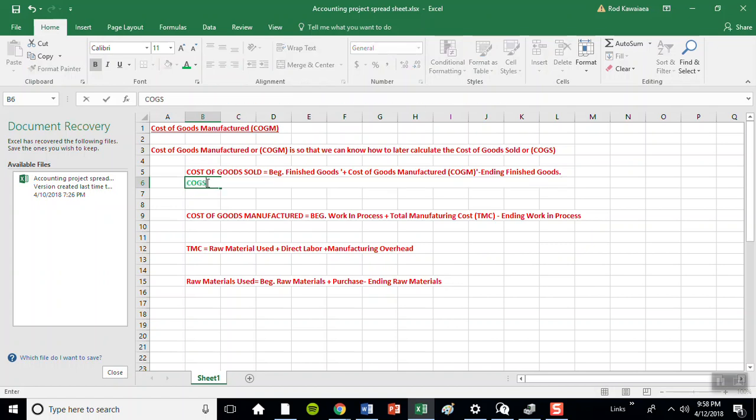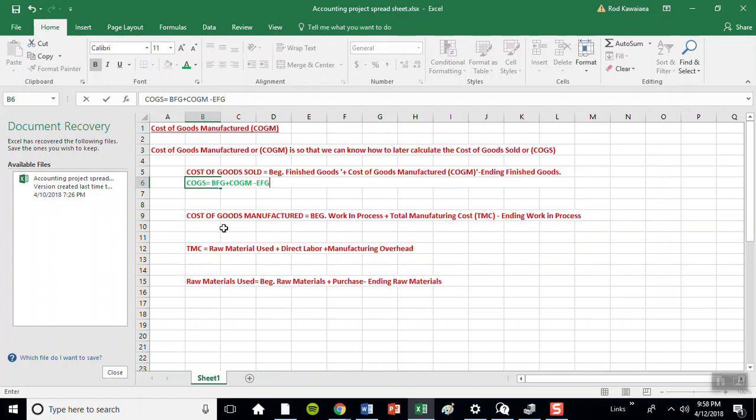Call it COGS equals BFG plus our COGM minus our EFG, or ending finished goods. Okay, everybody got that? COGS equals BFG plus COGM minus EFG.